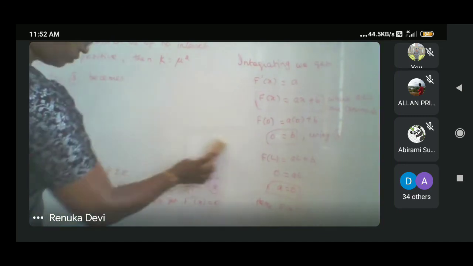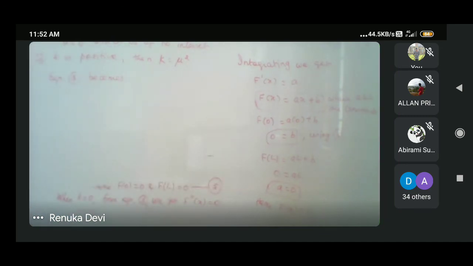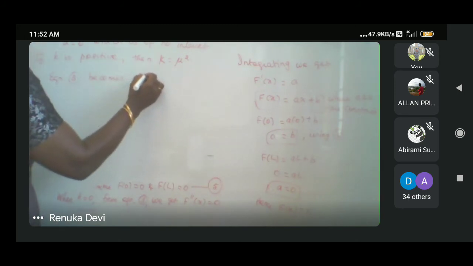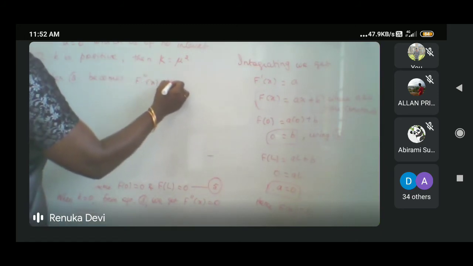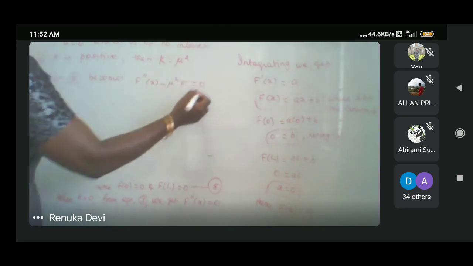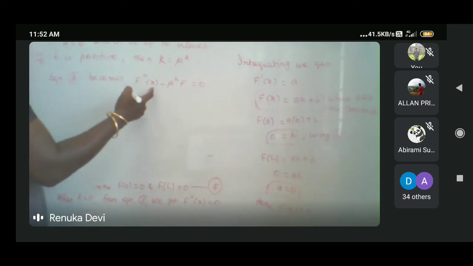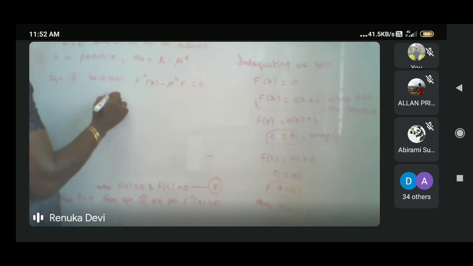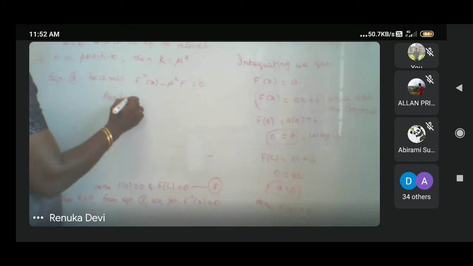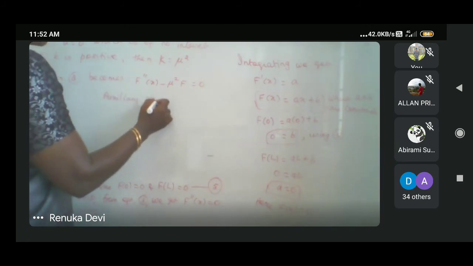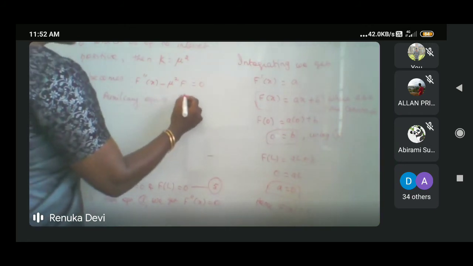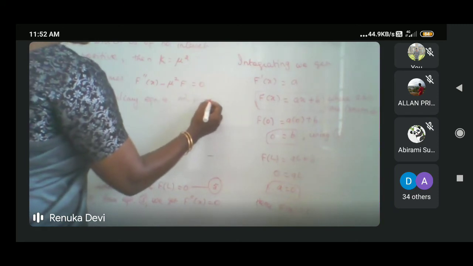Equation 3 becomes f double dash of x minus mu squared f equal to 0. Is it okay? To solve this, I write the auxiliary equation. The auxiliary equation is m squared minus mu squared equal to 0, isn't it?